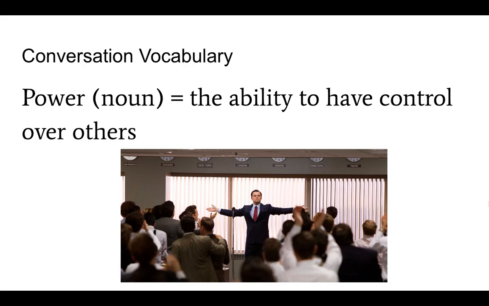Number the Stars is the story of a 10-year-old girl named Anne Marie. It's the story of how she helps her friend Ellen, who is a Jewish Danish girl, and how Anne Marie helps protect Ellen from the Germans who have invaded Denmark.